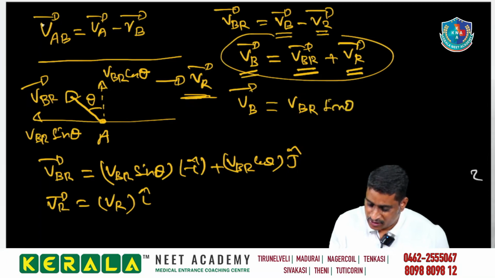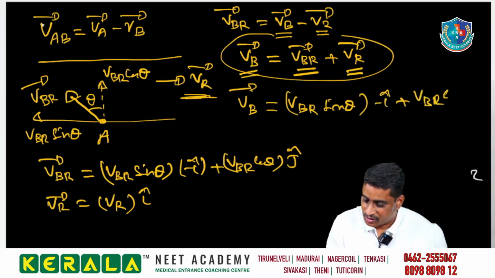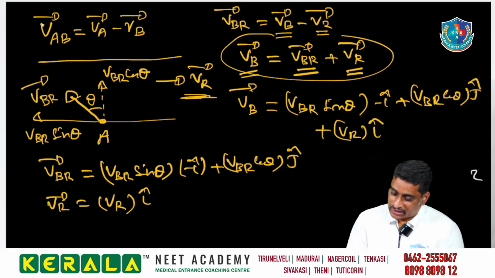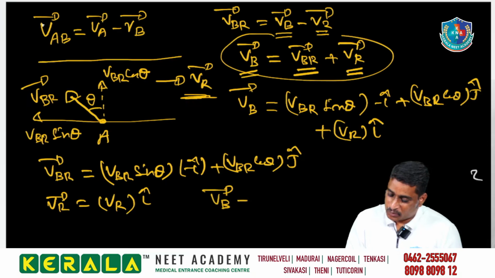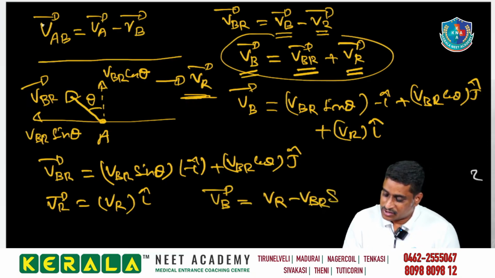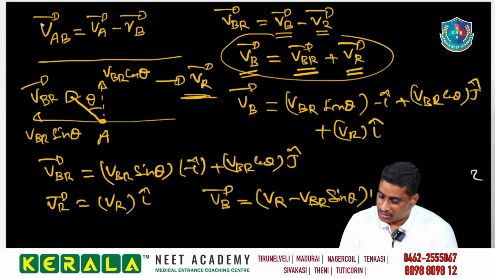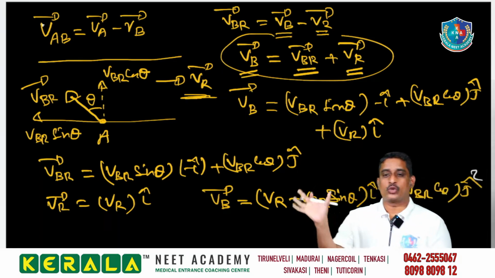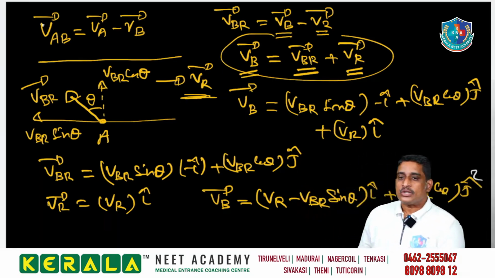VBR sin theta minus i cap plus VBR cos theta j cap plus VR i cap, we are getting. Therefore, the net velocity of the boat with respect to the ground, if you rearrange these factors, is (VR minus VBR sin theta) i cap plus VBR cos theta j cap. It is very clear.